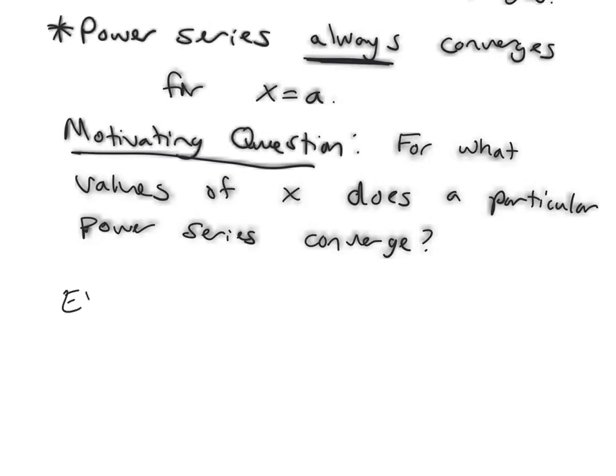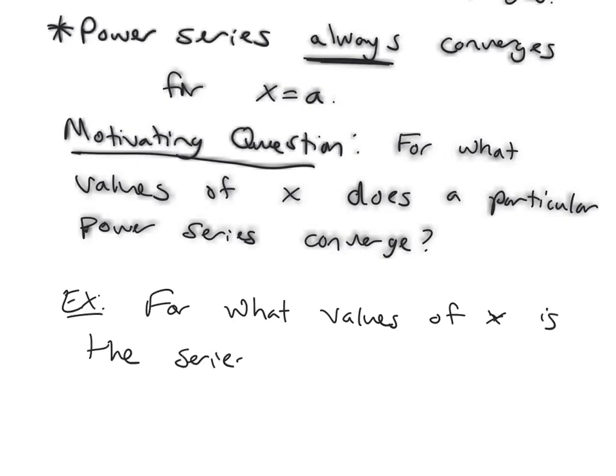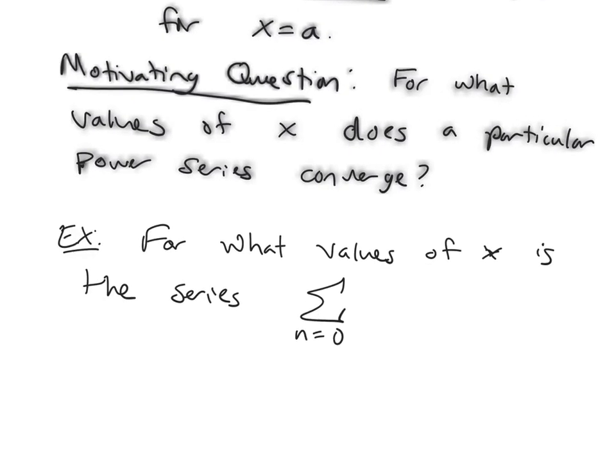They converge and when they diverge. So for what values of x is the series n equals 0 to infinity n factorial x to the n convergent?